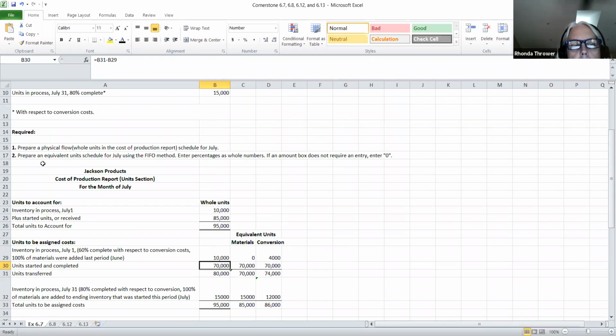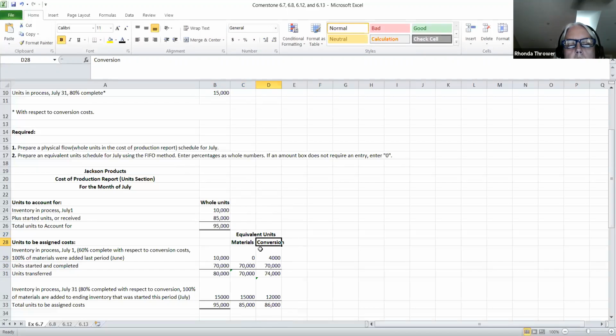In part number 2, they wanted you to prepare the equivalent unit schedule using the first in, first out method. So this is the equivalent unit schedule down here. You can see we have a whole column for that, for materials equivalent units and conversion equivalent units. We have its own column for that. So equivalent units consist of materials and your conversion, which is your direct labor and your factory overhead cost.